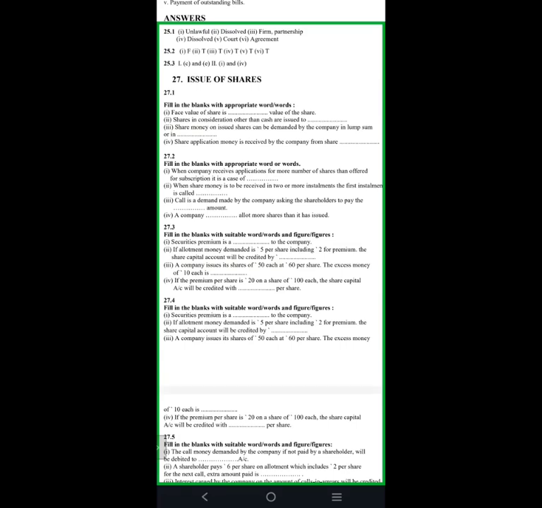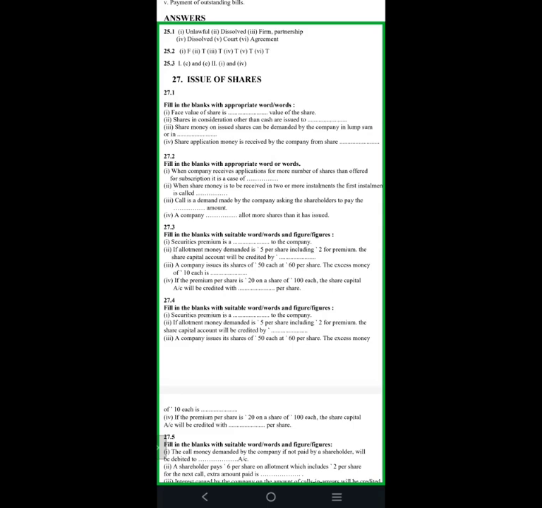Issue of shares. Fill in the blanks with appropriate word or words. Face value of share is the denominated value of the share. Shares in consideration other than cash are issued to vendors. Share money on issue of shares can be demanded by the company in lump sum or in installments.